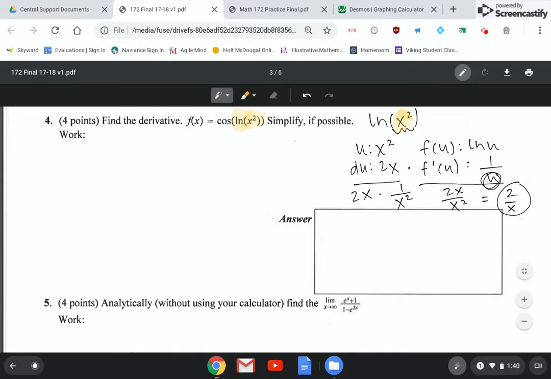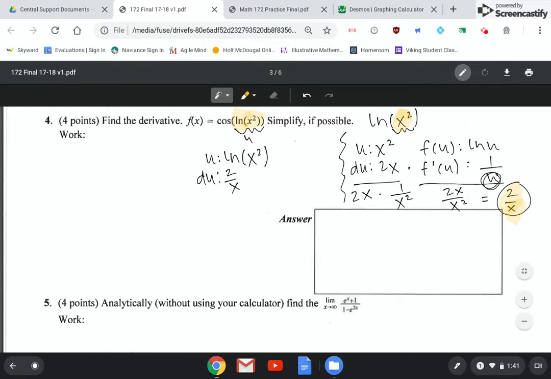Okay, so we did the derivative of this. So now let's take the chain rule of this. And like I said, always with composite functions, work your way from the inside out. So all of this becomes u. So u is ln of x squared. We just found what du was. We just found that this is du right there. So du is 2 over x. So far, this isn't so bad.